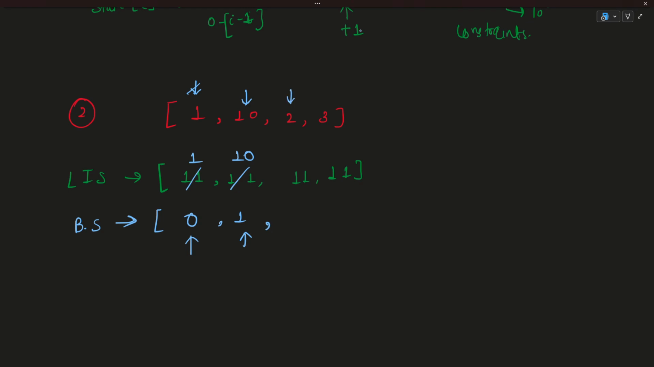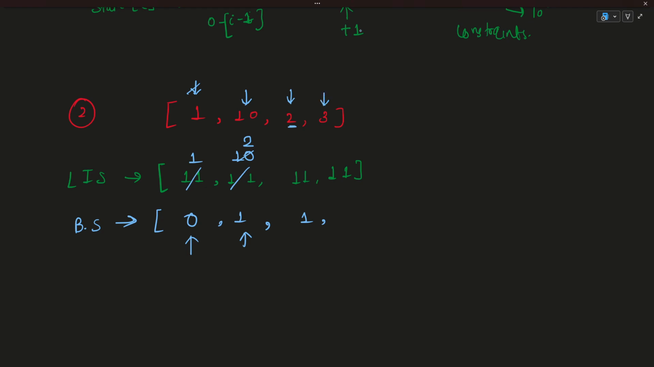Now I came to the second index, where the value is 2. Where can I place 2 in my LIS array so the whole LIS array is valid? Can I place it at 1? No. Can I place it at 10? Yeah, I can place 2 here, so the LIS will be valid. So I placed 2, and the answer for this is 1 only. This I find out using the binary search.